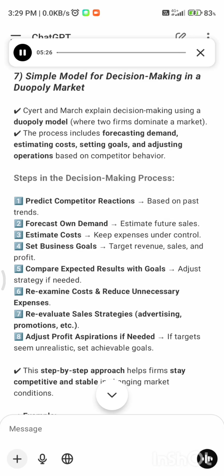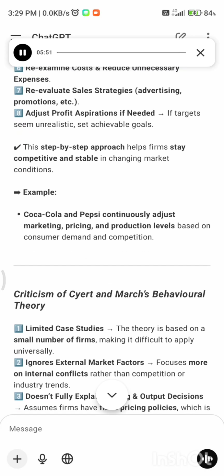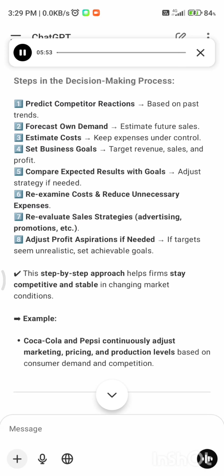6. Adjust strategy if needed. 7. Re-examine costs and reduce unnecessary expenses. Reevaluate sales strategies, advertising, promotions, etc. 8. Adjust profit aspirations if needed. If targets seem unrealistic, set achievable goals. This step-by-step approach helps firms stay competitive and stable in changing market conditions. Example: Coca-Cola and Pepsi continuously adjust marketing, pricing, and production levels based on consumer demand and competition.